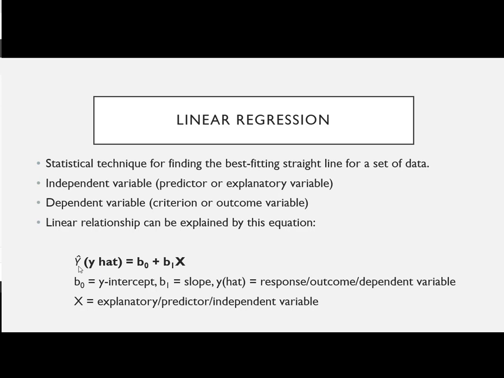but in statistics we write it like this. Y hat, which this little hat here is difficult to make in PowerPoint, so I'm only going to do it once, but this is the predicted y is equal to beta naught plus beta 1 x, where beta naught is the y-intercept and beta 1 is the slope, and the y hat is the response outcome dependent variable, and x is the explanatory predictor or independent variable. And I'll go over this more.